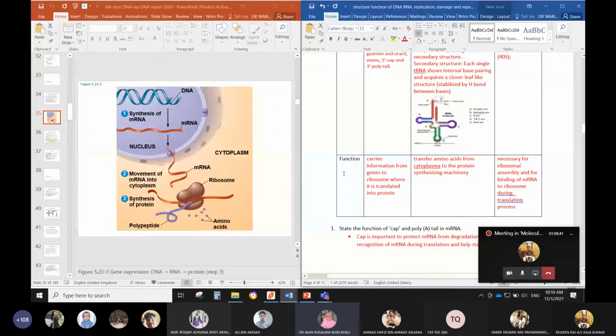So it is actually both of this. Okay, the whole, both subunits will actually make up your ribosome, right? So for the next question.